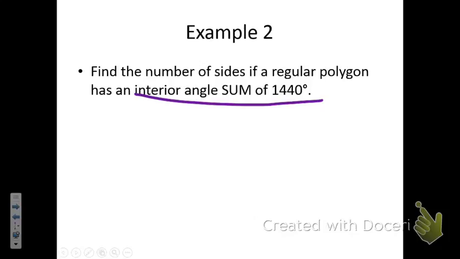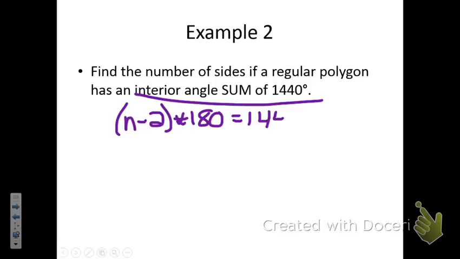Well, how do I figure out interior angle sum for a figure? Number of sides minus 2, and then do what with it? Times it by 180. So I know they took the number of sides, and we don't know how many sides, but they took 2 away from it, times it by 180, and it gave them 1440. So how can I go about solving this equation now to help me figure out n?